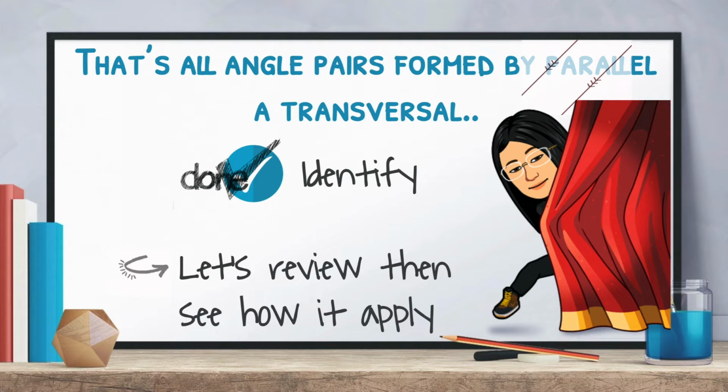Thus, these are all the angle pairs formed by parallel lines and a transversal. We are done with the identifying part. Let's review all the angles, and then it's your turn to see how it applies.